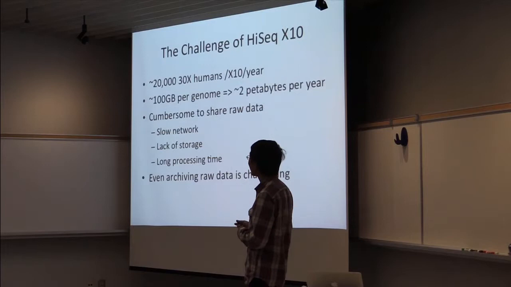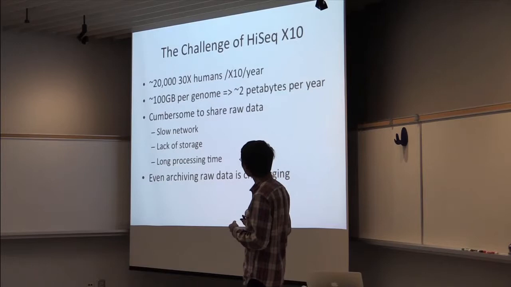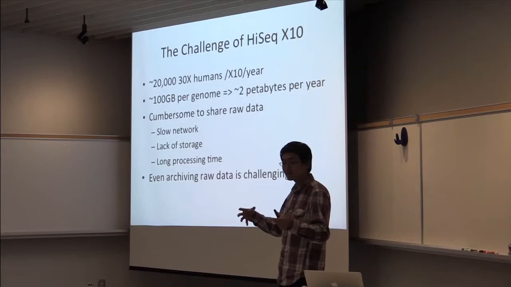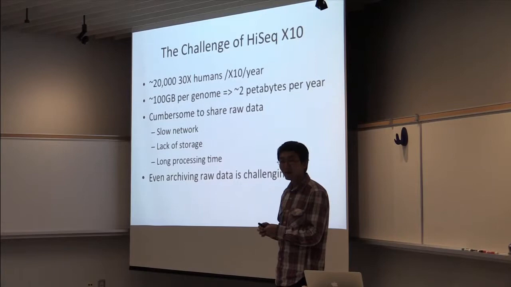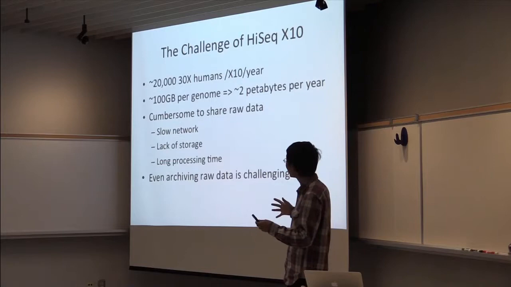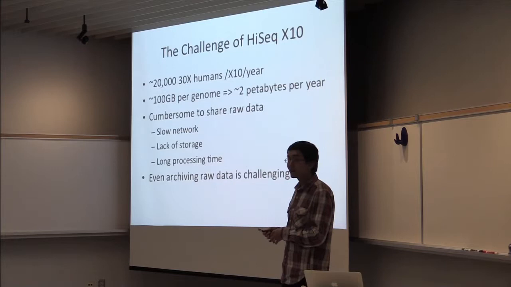And typically, one 34x genome is about 100 gigabytes of data per sample. So put together, with one set of machines, you will produce 2 petabytes of reads data compressed in BAM files. If you keep BAM files on disk, you need 2 petabytes of disk at least. And imagine that this throughput will increase in the following years, and also there will be more of these machines around the world. And so it's going to be exabytes of data every year. And so we have this huge amount of data.